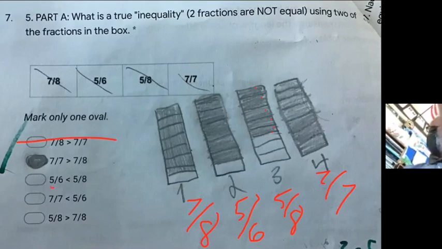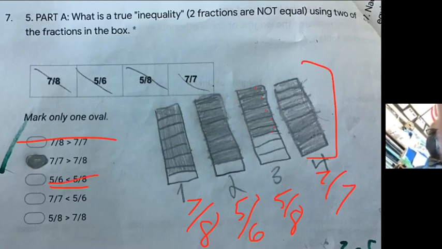5/6 is less than 5/8. No, that doesn't look accurate, so I'm going to cross that out. 7/7 is less than 5/6. Then this is less than. No, that's not true. So I'm going to cross that one out.